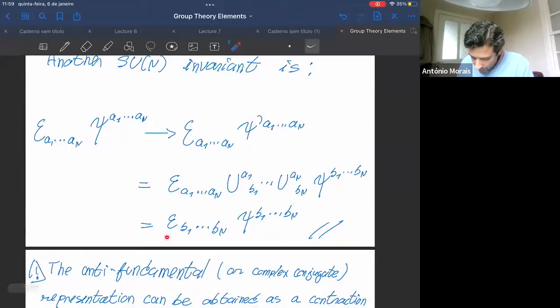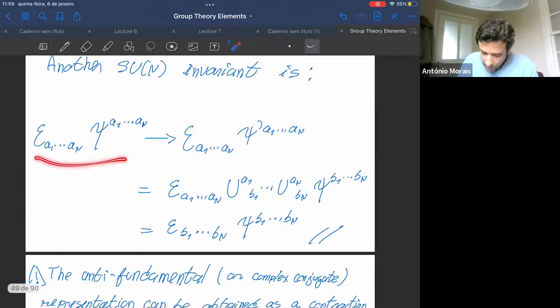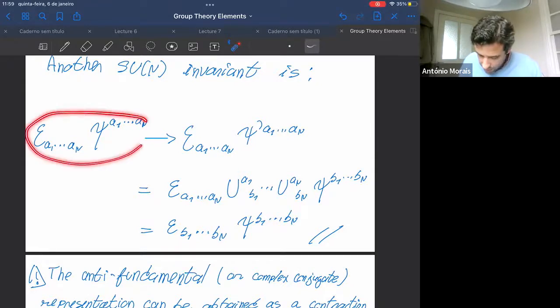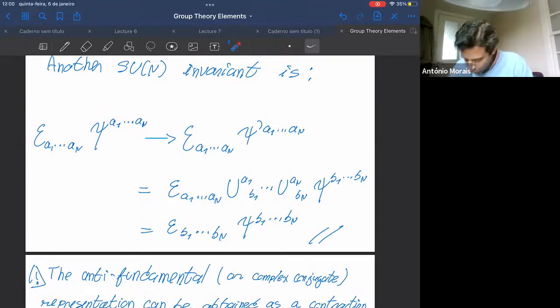and you get something again which has the exact same structure as the original. You can rename these B's to A, so these are dummy indices again, and therefore you have proven that this thing with the indices fully contracted is an invariant of your theory. So once again, you could build a Lagrangian term in this way.